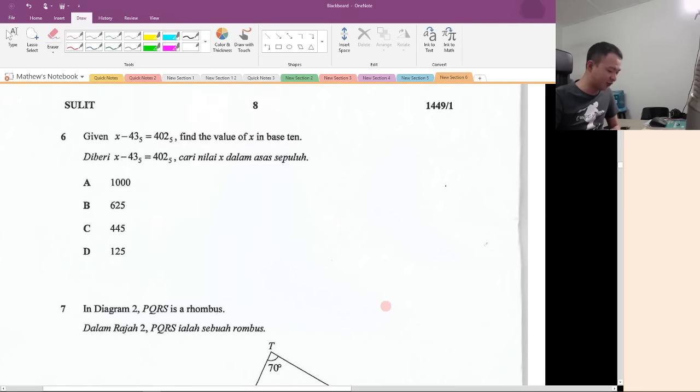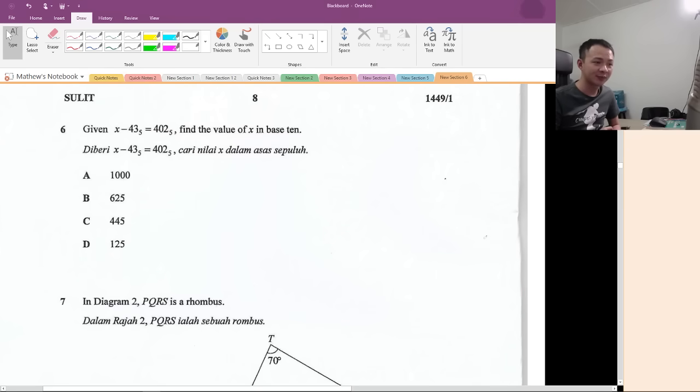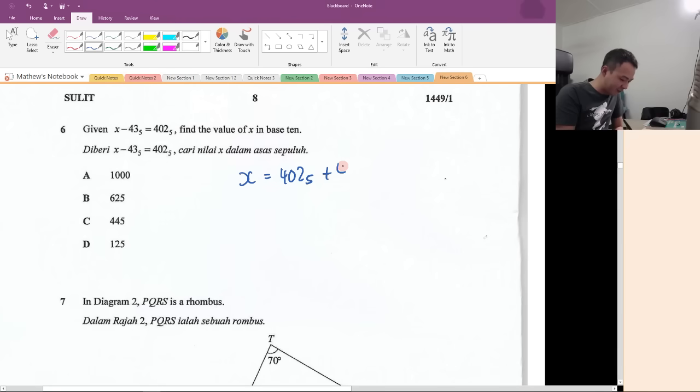Alright, so I'm going to move to number 6 here. This one they want to know the value in base 10. Because this one is base 5, you can't use your calculator. So what you need to do over here is solve it manually first. This one equals 402 base 5 plus 43 base 5.